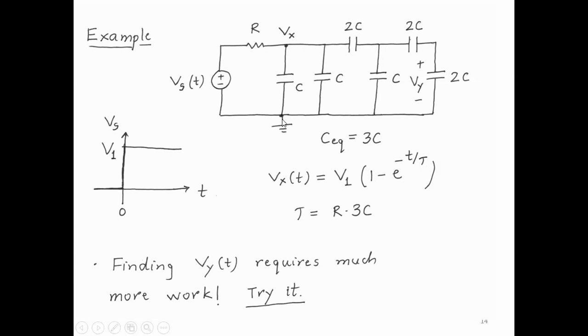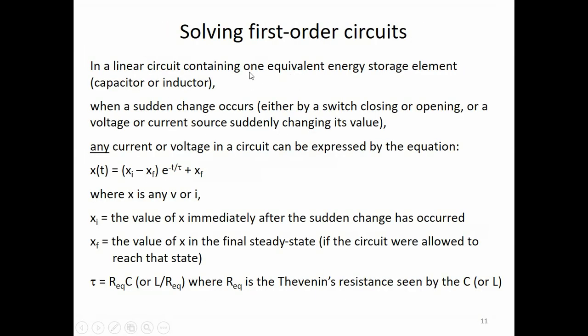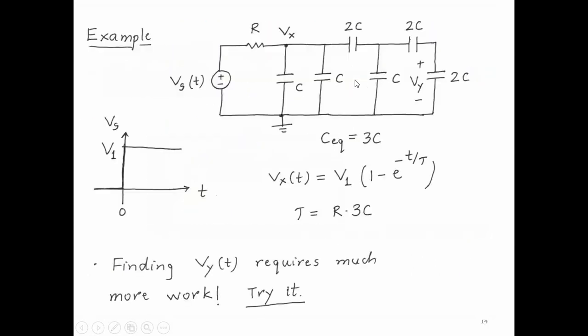So this is a very simple circuit to solve, but it is illustrating that there may be many capacitances, but if they can be combined into one, then this still works, because there is one equivalent energy storage element. And as I said, if there were two equivalent energy storage elements, then we'll end up with a second order differential equation, which we will do only in the next chapter. So for example, if there was some other resistance here, then there will be two equivalent capacitances.